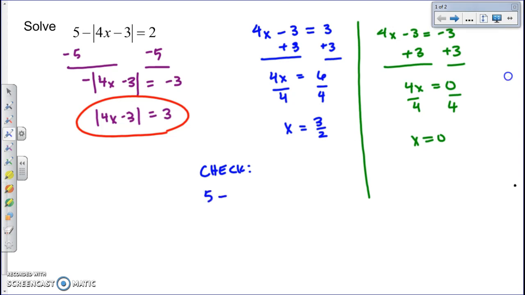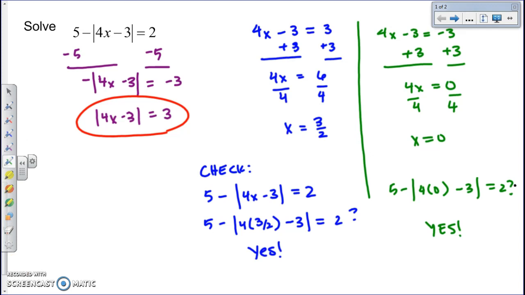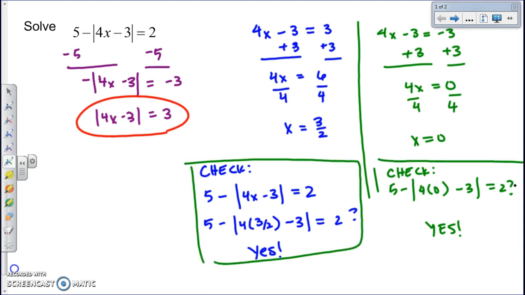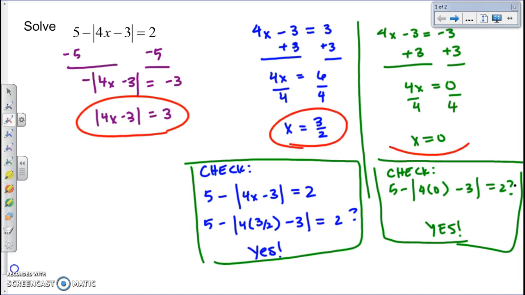So we will use the original equation to check the answer. So substitute your solution in and see, does the left side equal the right side? After you have checked both sides, you will see that yes, both solutions do check out. So we did a good job. So these are the two solutions. X can be 3/2 or x can be 0.